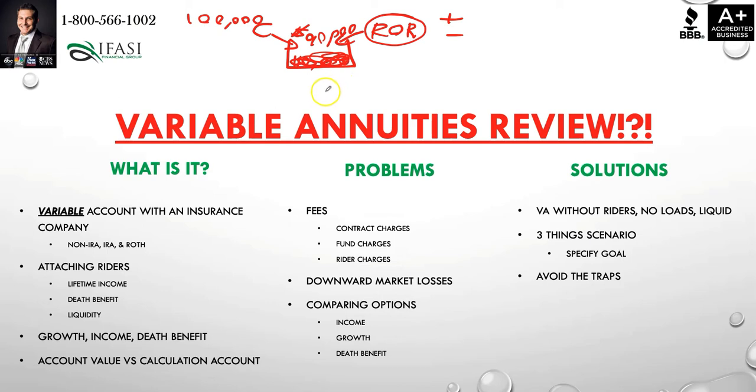So with variable annuities, it's just an account that's offered through an insurance company. Now, there's a lot of nuances to this type of account. So it's going to act like a variable account. Contributions and rate of return equals what the account balance is at the end of the day, at the end of the year.